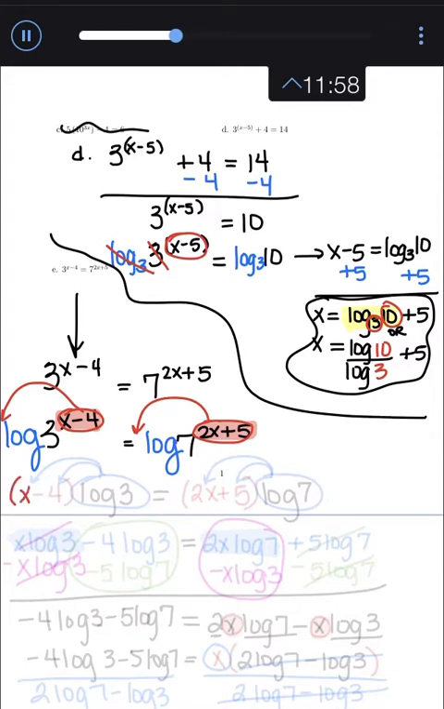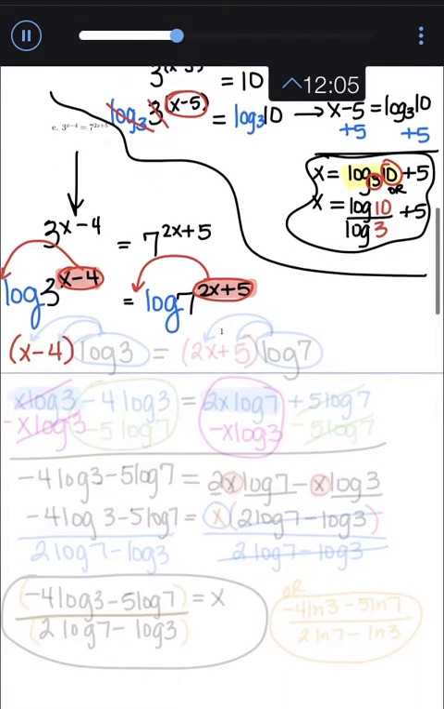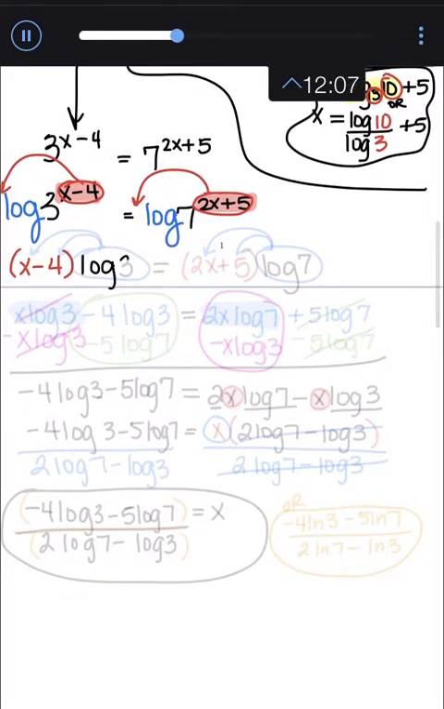So that first exponent moves out in front as an x minus 4 with parentheses. The log of 3 stays right there next to it. On the other side, the exponent, the 2x plus 5, moves out in front, and the log of 7 stays where it is.